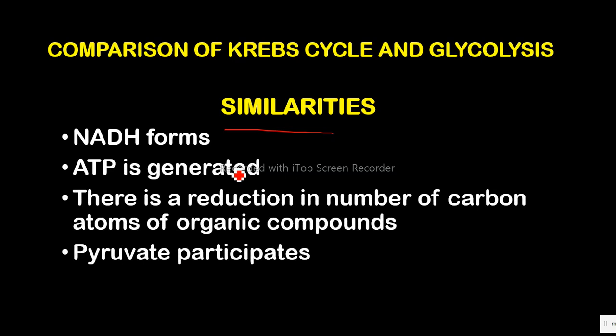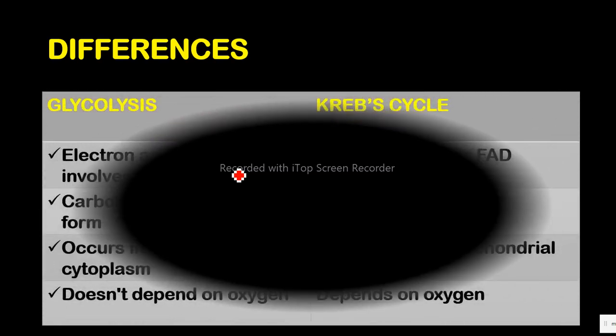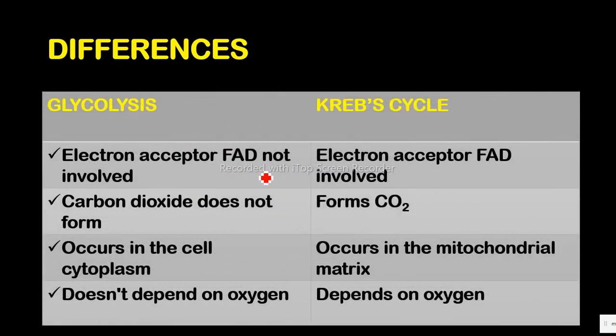In glycolysis, pyruvic acid becomes a product, but in the Krebs cycle, pyruvic acid becomes a reactant. Then in both, they occur in living cells. With differences, in glycolysis you don't have the electron acceptor FAD, but you have NAD. But in the Krebs cycle you have the electron acceptor FAD. Carbon dioxide does not form in glycolysis, nowhere. You didn't form any carbon dioxide. But in the Krebs cycle, that's where carbon dioxide is formed.